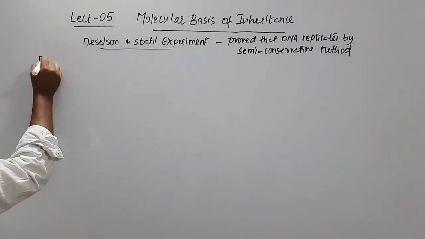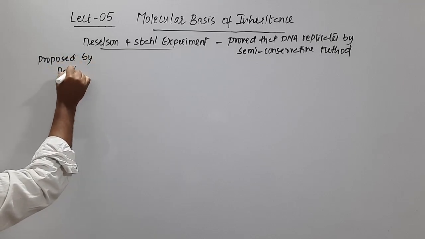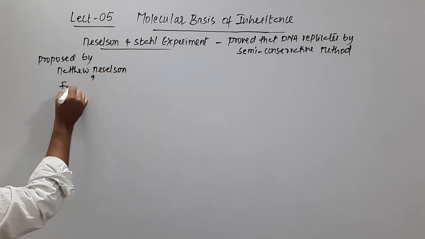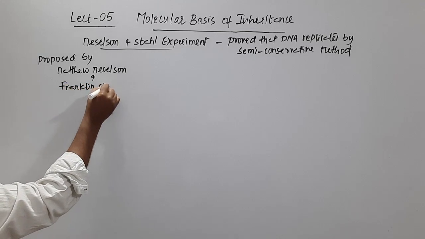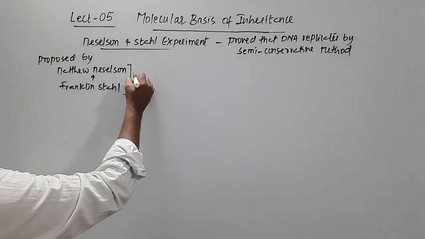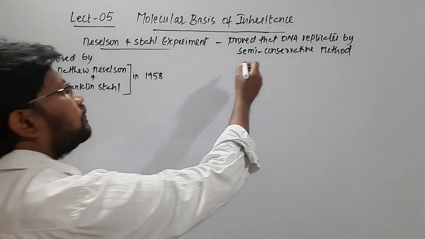And this was proposed by two persons, Matthew Meselson and Franklin Stahl, in the year 1958. So let's see what they have done, and how they proved that DNA replicates by the semi-conservative method.